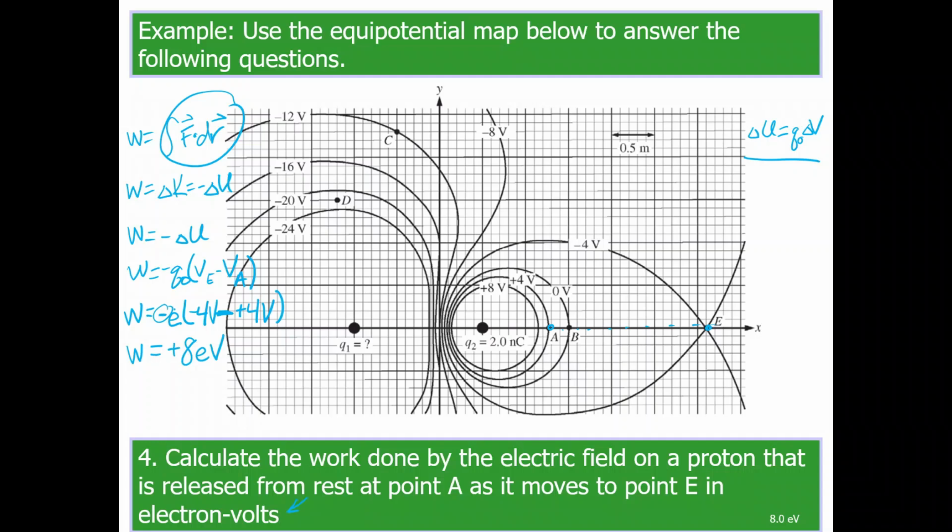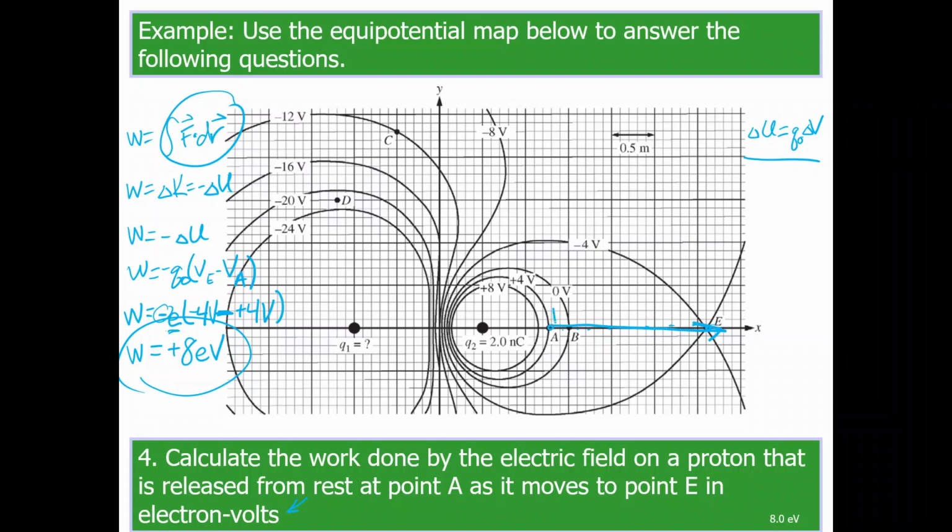Isn't that nice? So you don't plug in for e, you just leave the e there, and then make sure that your potential difference is in volts, and that gives us our answer. So we have a positive 8 electron volts. Now, what does that positive tell us? That positive tells us that our work going from A to B would result in an increase in speed.